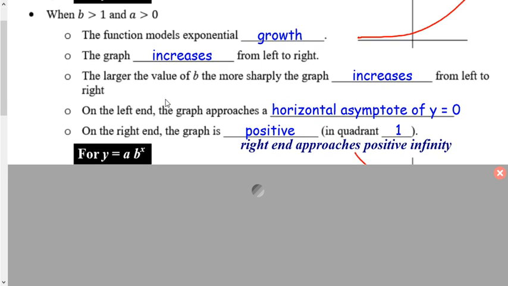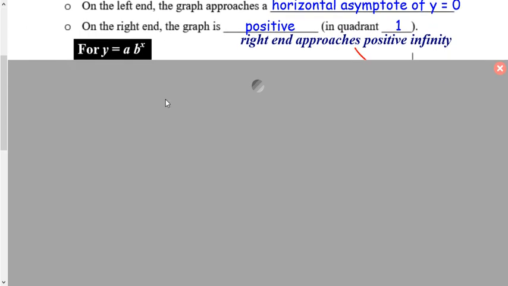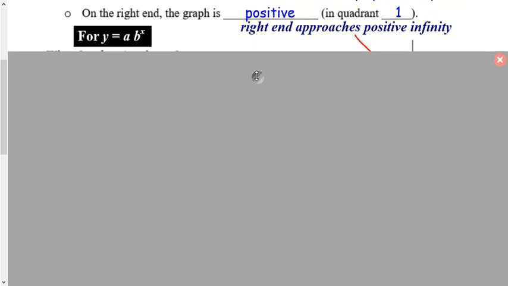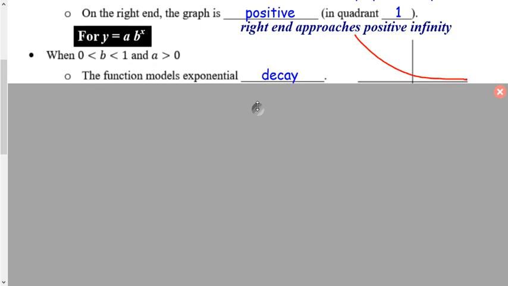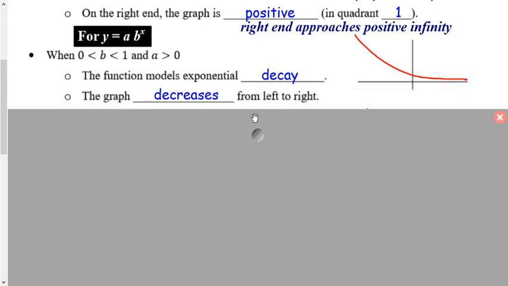Now here we're looking at the same function, but we have some different restrictions on a and b. Suppose our base is between 0 and 1, but our a value is still positive. Now we would say that our function models exponential decay, as the graph decreases as we go from left to right. So here, as we go from left to right, the graph gets smaller and smaller, approaching again the x-axis, and we'd say that's a horizontal asymptote.